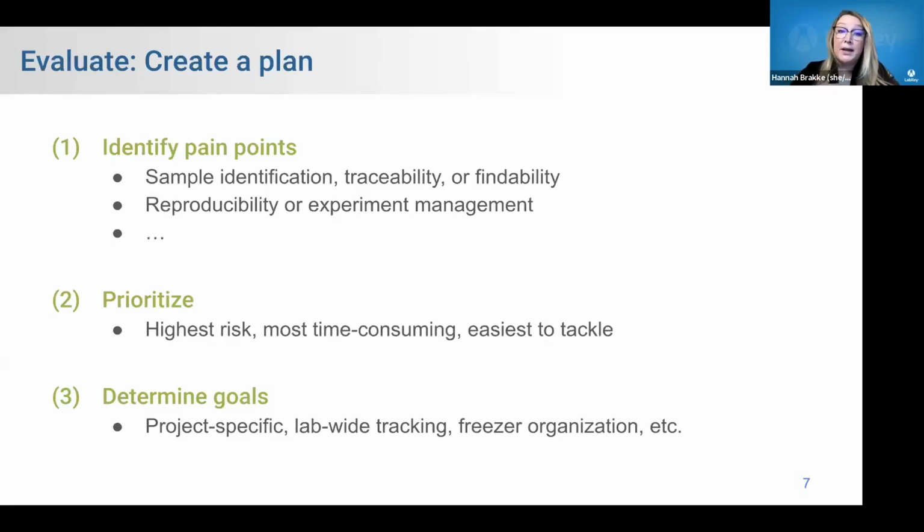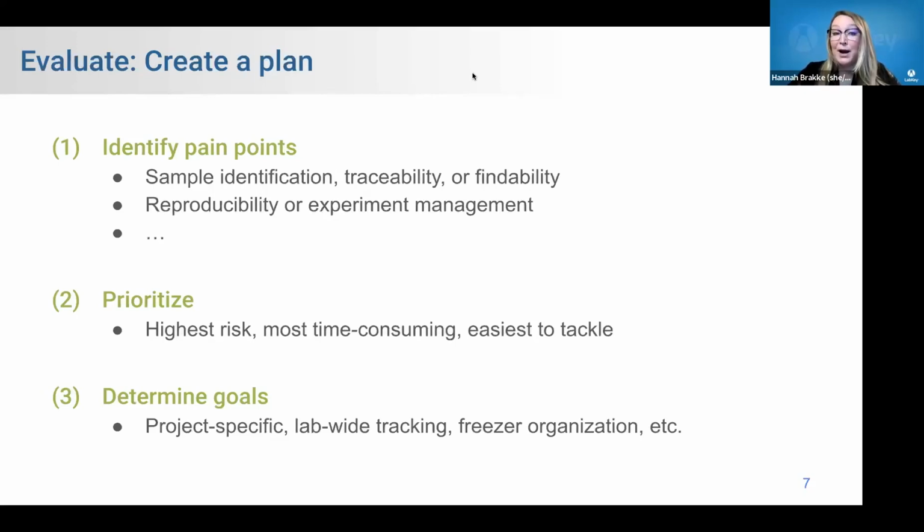Experimental reproducibility or general experiment management, right? Are you struggling with that reproducibility piece that you want to make sure gets tightened up, and understanding how those samples are being processed prior to the experiment? Or are there other pain points, right? Every lab is going to be unique in what they're struggling with. So having a list of those and identifying those is going to be the first piece of this plan.